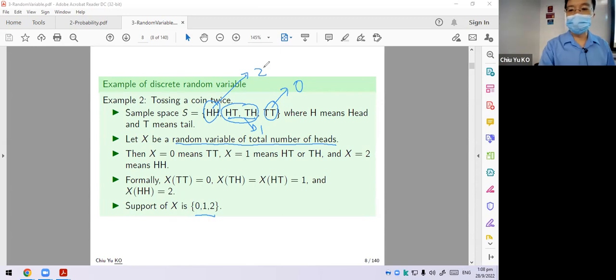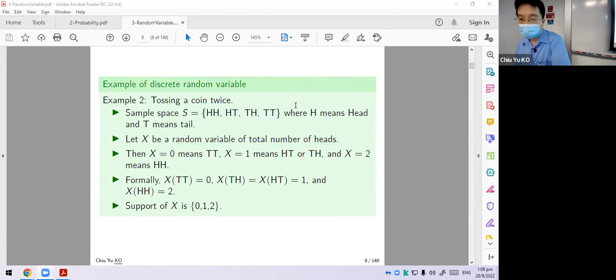HH only has 2. You cannot say 2 or 1. There is only one number we are focusing on, because we only talk about a single random variable. We're not talking about more than one random variable in our main context. Is that clear? Just put numbers to the outcomes, and the support is 0, 1, 2.